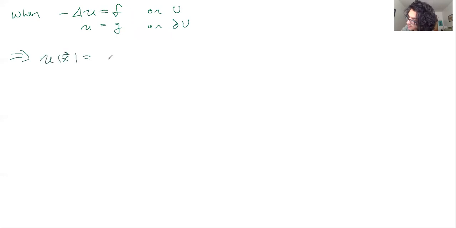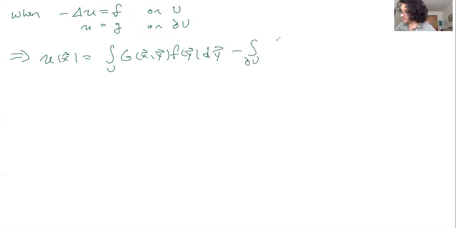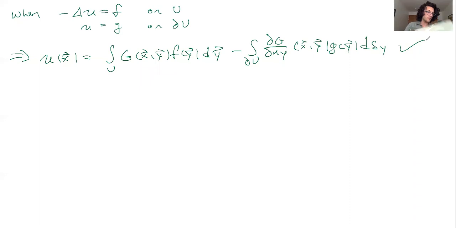So when minus Laplacian u equals f on the domain, and u is equal to g on the boundary, then we have that u of x is equal to the integral of G x, y f of y dy minus the integral over the boundary of dG dn y of x, y, g of y dS y. Okay, so that's what we wanted to prove today.